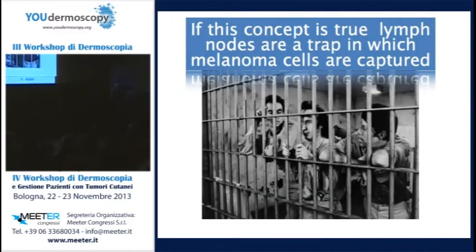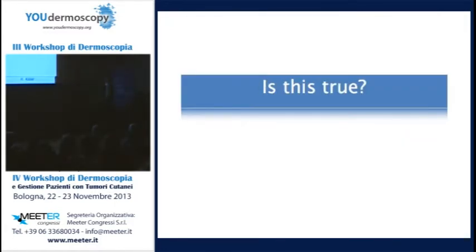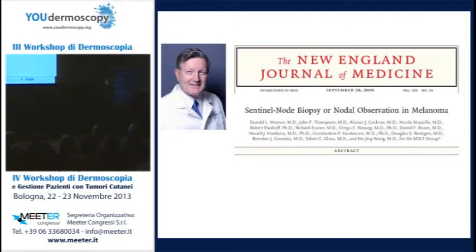This is the concept. But if this concept is true, then the lymph node is a trap. The melanoma cells are captured there and don't come out and don't go anywhere else. And it is very questionable whether this is really the case. Is this true? Now, you all know this study.